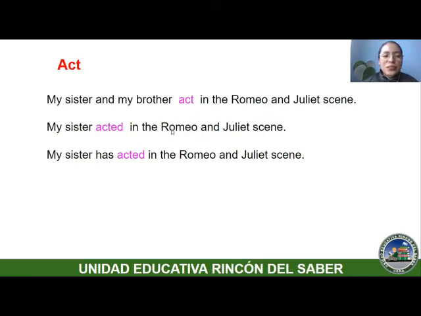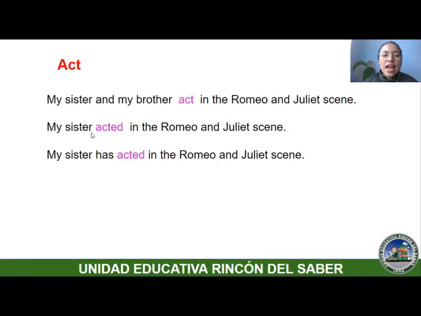Okay, thank you. First, where is the verb? ¿Dónde está el verbo? The verb is next to the subject. Está al lado del sujeto.